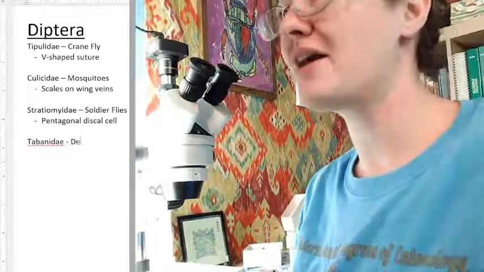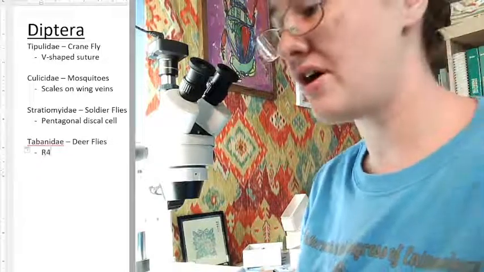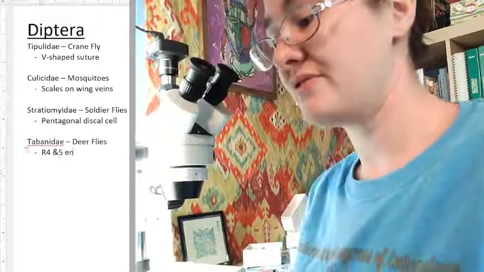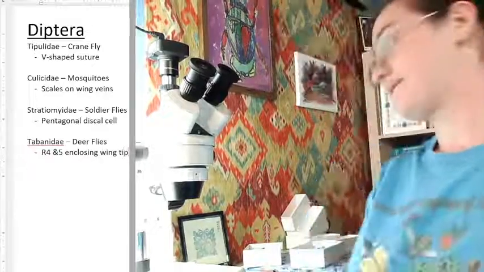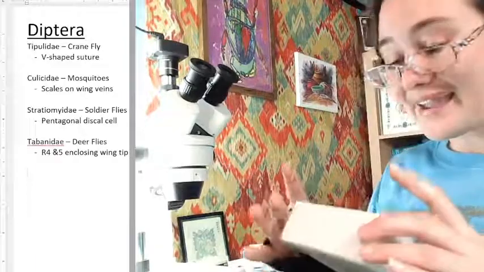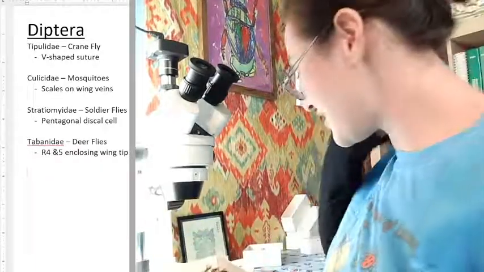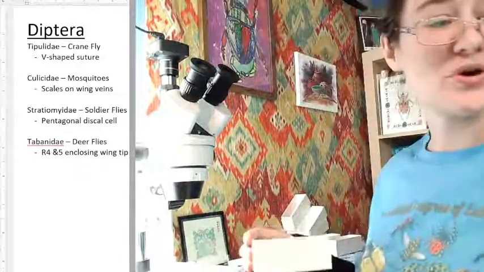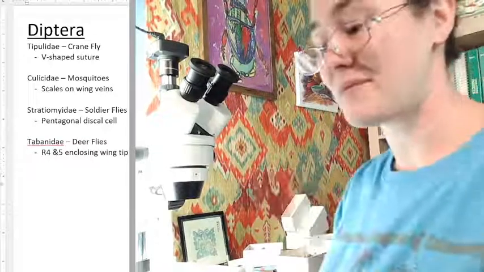So the deer flies have the R4 and 5. Okay, perfect, just so that you guys can look at them. And the reason that I kept saying acylid as we were talking about the robber flies is because the acylids are next. So we're going to be looking at the robber flies.